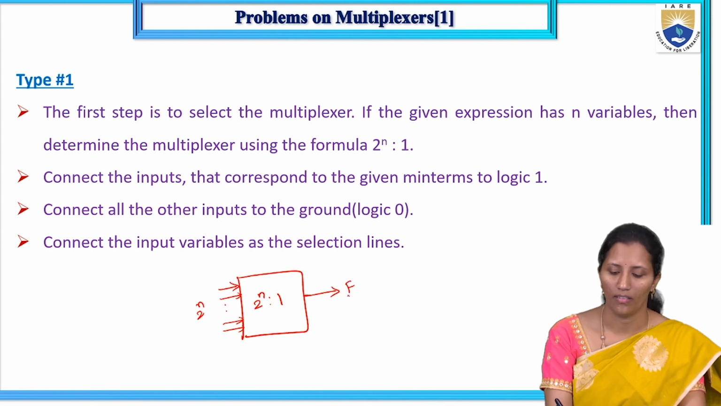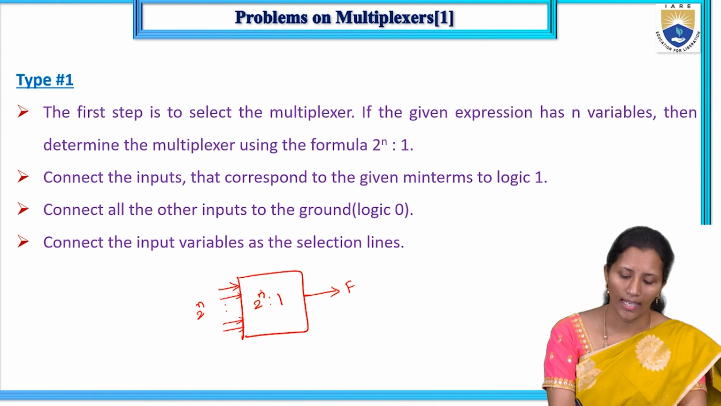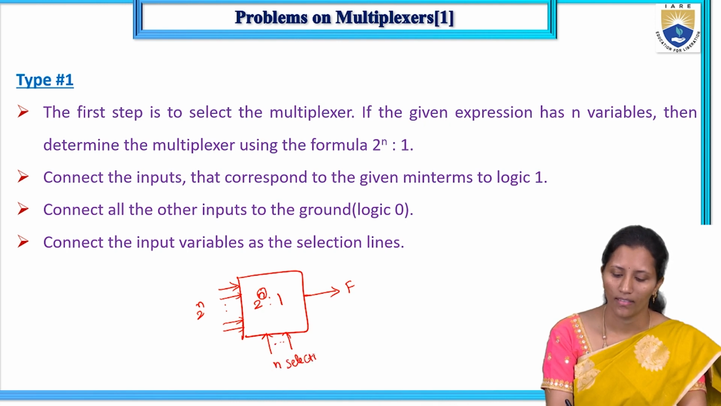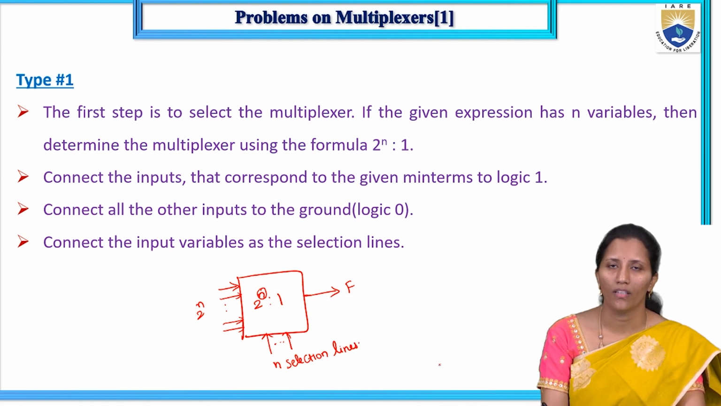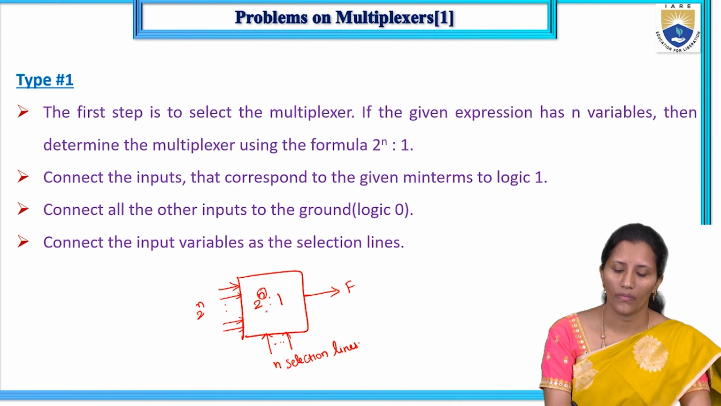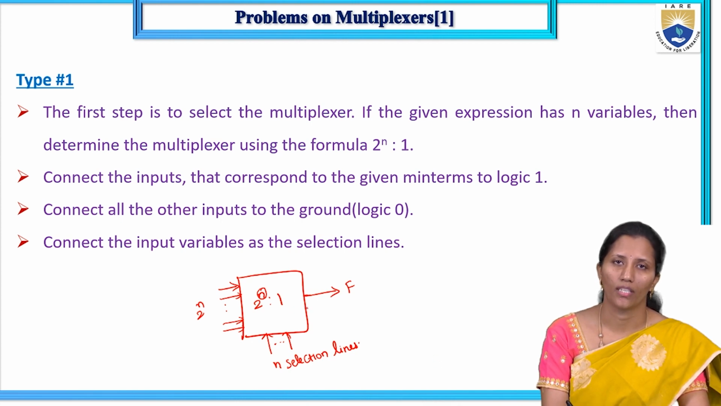Here n indicates the number of selection lines, so we have n selection lines in the multiplexer. It is also known as a data selector or data distributor. Any one of the inputs will be switched to the output in the multiplexer.